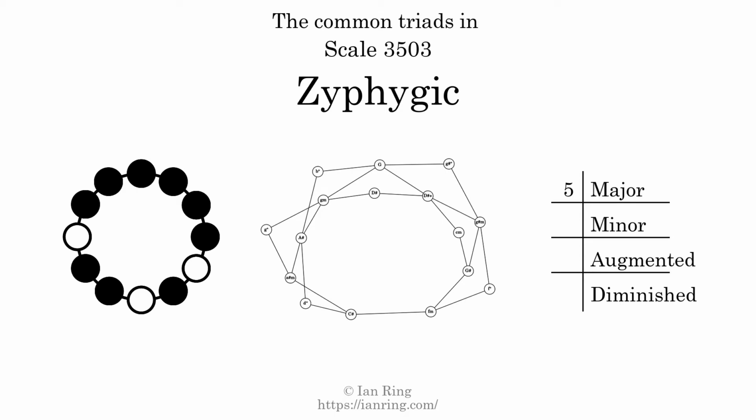There are 5 major triads. There are 5 minor triads. There is 1 augmented triad. There are 5 diminished triads. Here is a Hamiltonian path of parsimonious voice leading that uses all the triads.